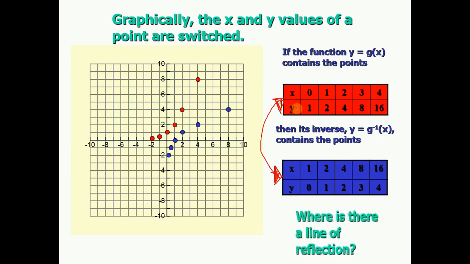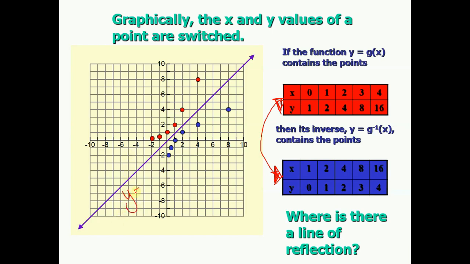Now, where is this line of reflection? How are we able to know where it graphically would show up? Well, all it is is the line y equals x. That's this line right here. That is actually called the inverse line. That's how you can find where the line of reflection is. That's how the points would be reflected across.